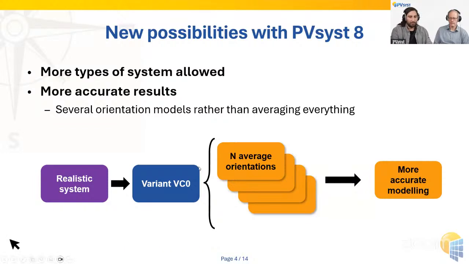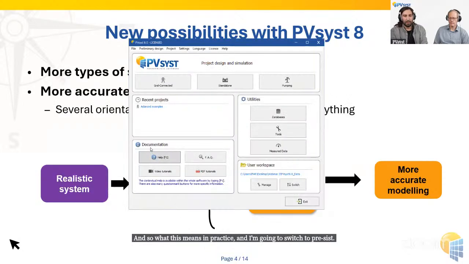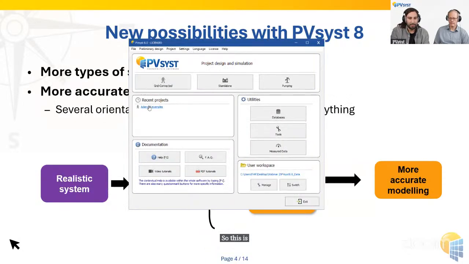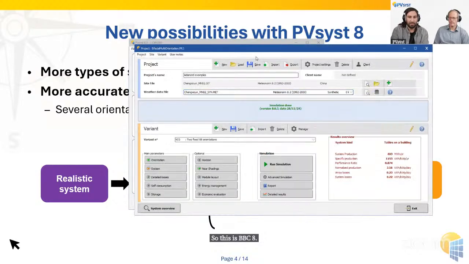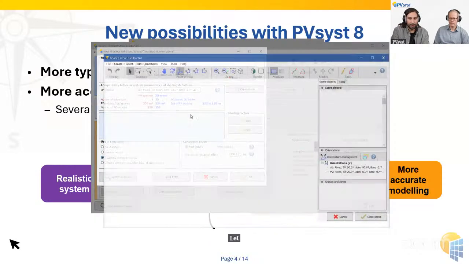What this means in practice, I'm now going to switch to PVsystCLI. This is PVsystCLI 8, and let's look at some examples. I will start with a variant that has two orientations. Let me show you the 3D scene very quickly.